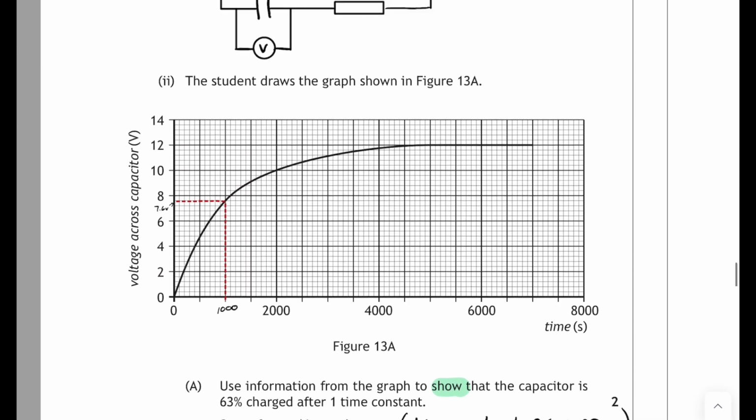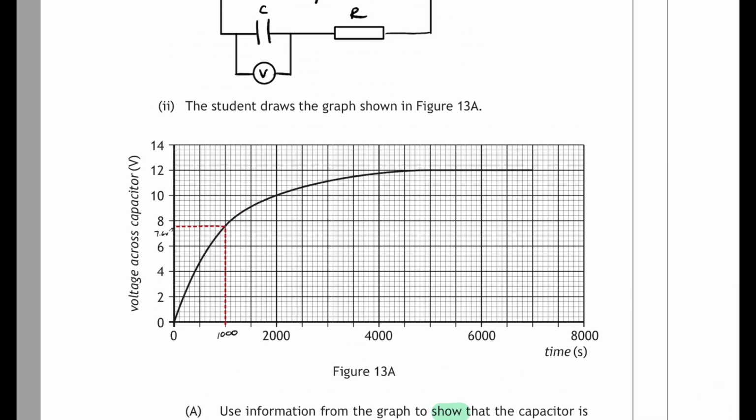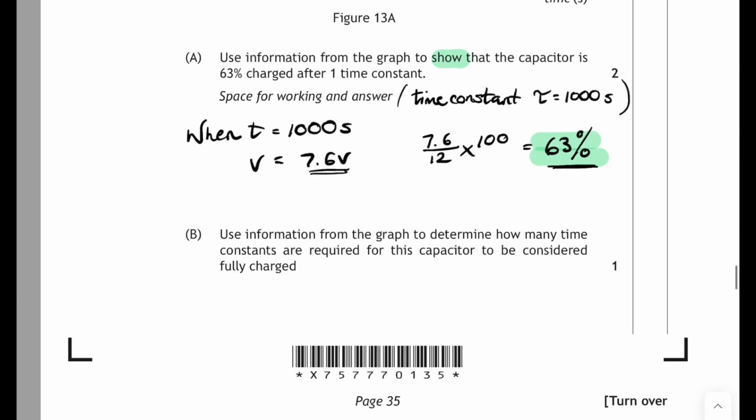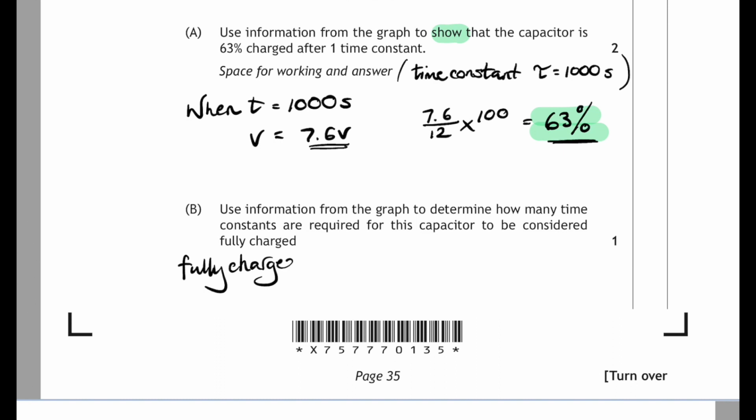So when do we think the graph reaches 12 volts? I think it's about there, and if we draw a little dotted line down, then that's 5,000. So the capacitor can be considered to be fully charged at 5,000 seconds. That's equal to 5 time constants.